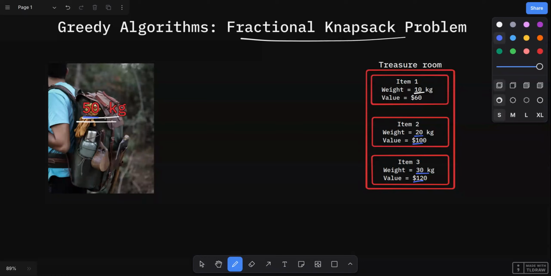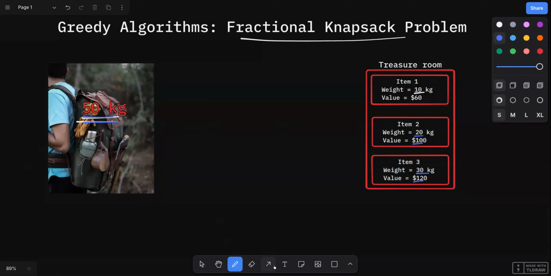And do remember that our knapsack can only hold 50 kgs. Now, the weight limit is 50 kgs. The question that we need to ask ourselves here is, how can we fill the knapsack to maximize the total value? That is the only goal that we have, to make sure that we maximize the total value.